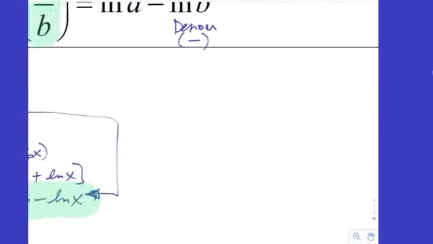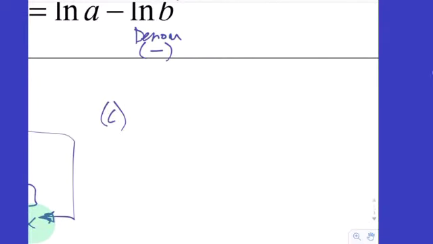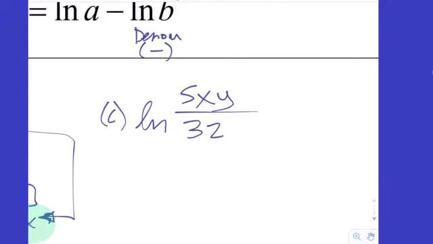So let's put a bonus one in here. Let's call this bonus 1c. Let's say the natural log of 5xy over 3zp. I'm just making up letters. 5xy over 3zp. Go ahead and expand that one completely and see if you can do it in one step. You have 6 factors total, 3 in the top, 3 in the denominator. So that is going to end up being 6 terms, each with their own natural log.